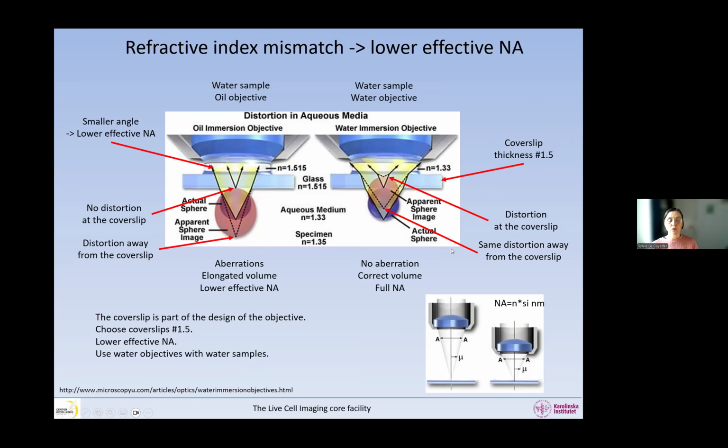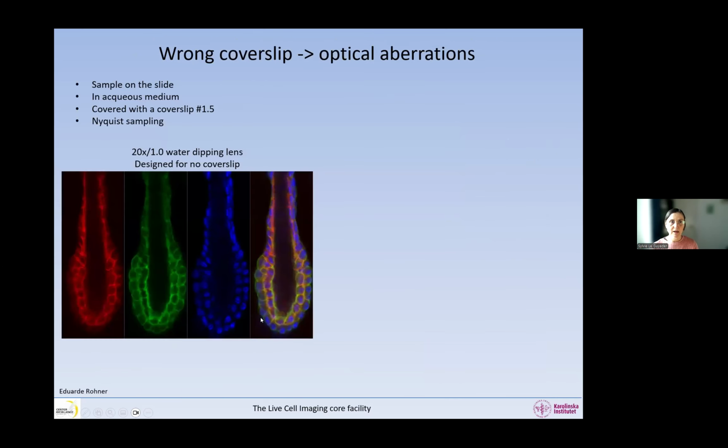So please, if you have a water sample, if you have any cells that are in medium, if you have any cells in a gel, anything that is in water, or with the same refractive index as water, use a water objective, not an oil objective. Only use an oil objective if your sample is in a mounting medium that has a high refractive index.